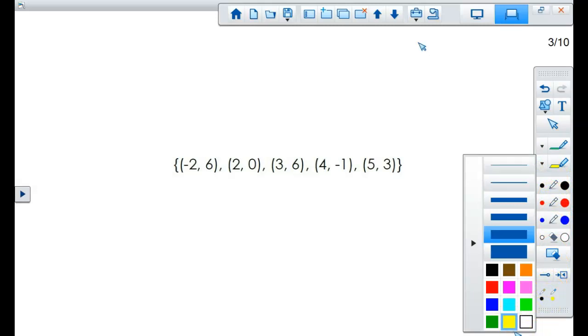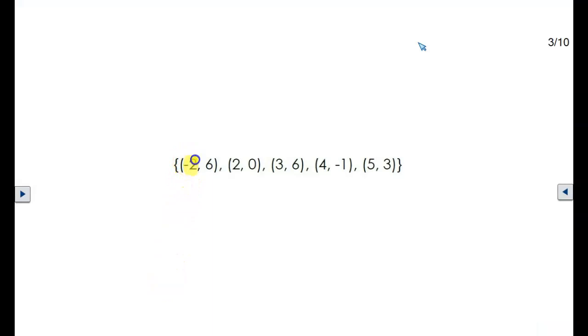So let's take a look at this first set of connections. And you'll notice that the connections here are written as ordered pairs, where an x and a y have been written together inside of parentheses. So when I go through here and I look at these ordered pairs, -2 for an x has been connected with 6 for a y. So -2 as an x has connected with 6 as a y.